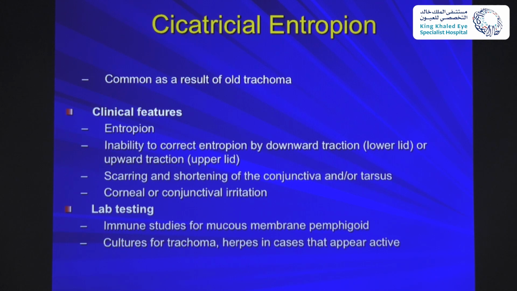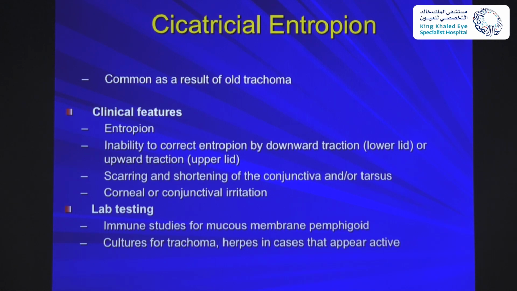Cicatricial entropion, again, is the most common type we see as a result of trachoma. Clinically, as we mentioned, the lid margin is turning toward the eye, and we cannot correct the entropion by down traction of the lid, which differentiates it from the involutional type that we're going to touch on in a minute. When you evert the lid, you see the scarring in the conjunctiva, either in the upper eyelid or in the lower eyelid. As a sequela of the entropion, we'll see corneal irritation as SPKs, or sometimes corneal scarring from the chronicity of the entropion.